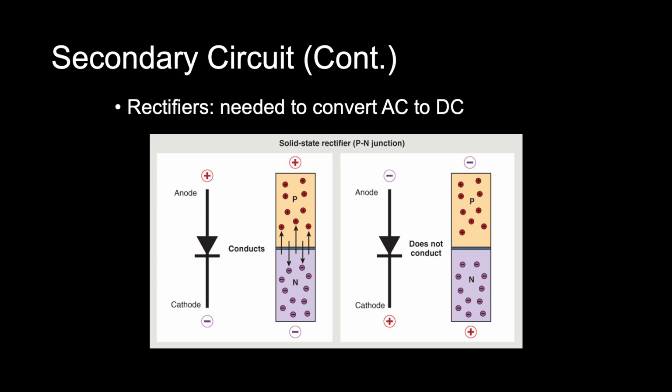In this image here, you can see the solid-state rectifier. It's showing its conduction and its non-conduction phase. So the one to the left is the conduction, and the one to the right is the non-conduction. And you can see the change in the polarity in each half of the image, where it goes from positive to negative and then negative to positive.